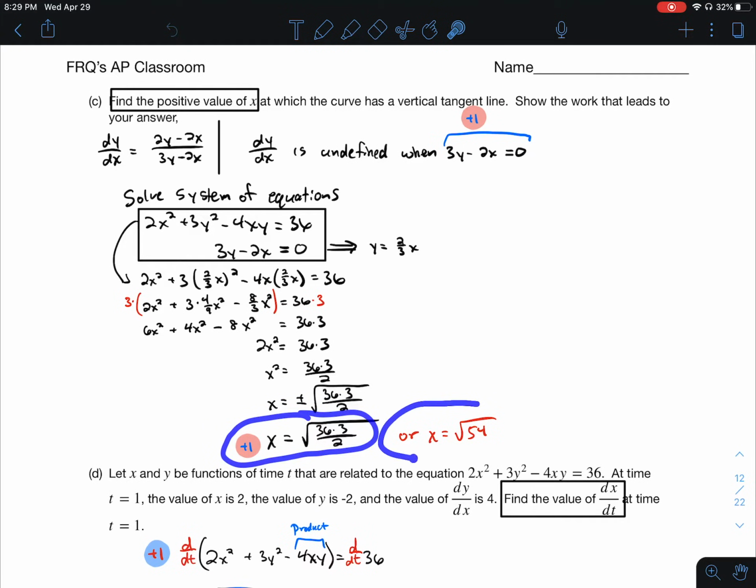So I can use this for my answer. If you want to simplify it to this, you can. If you want to simplify it more, so you get 3 square roots of 6, I believe it is, you can do that as well. But on the AP final, you can just leave your answer like that.